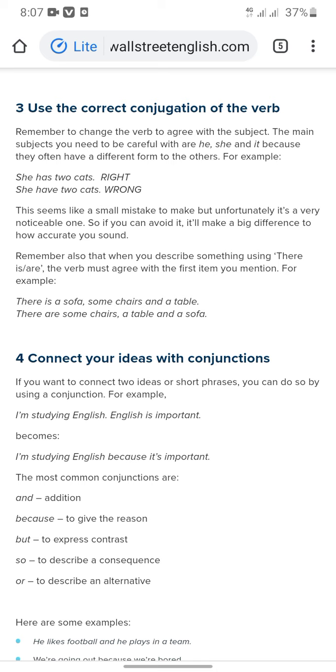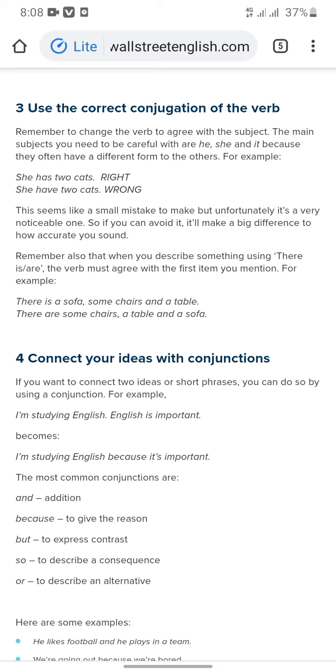verb. So remember to change the verb to agree with the subject. The main subjects you need to be careful with are he, she and it, because they often have a different form to the others. For example, she has 2 cats, right? This is right. It is a verb and subject agreement. She have 2 cats. No, it's wrong. There is no agreement of the verb with the subject.